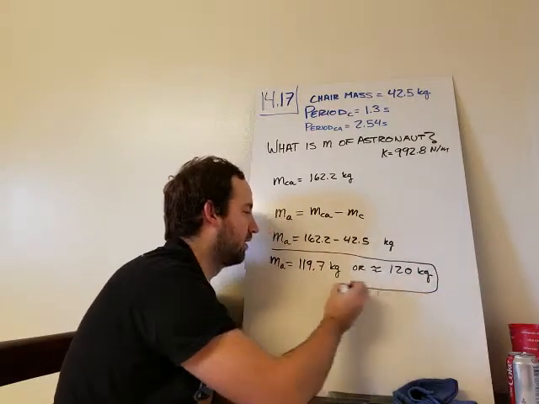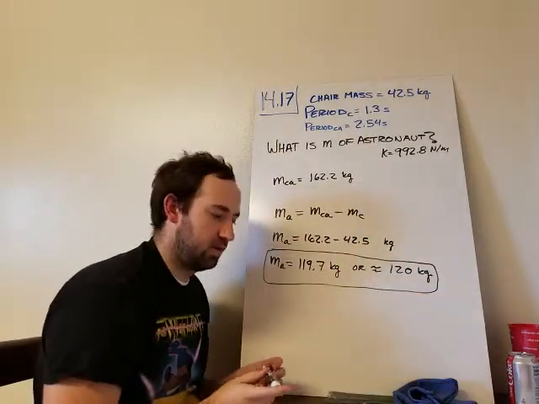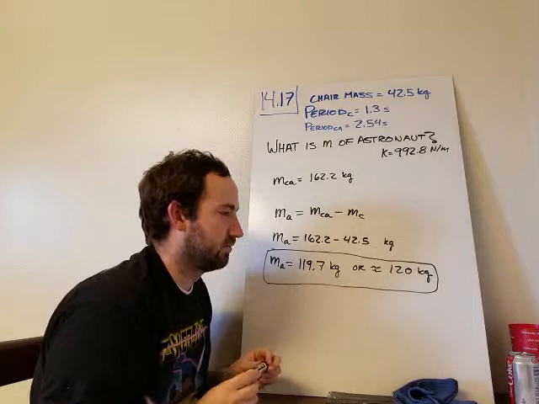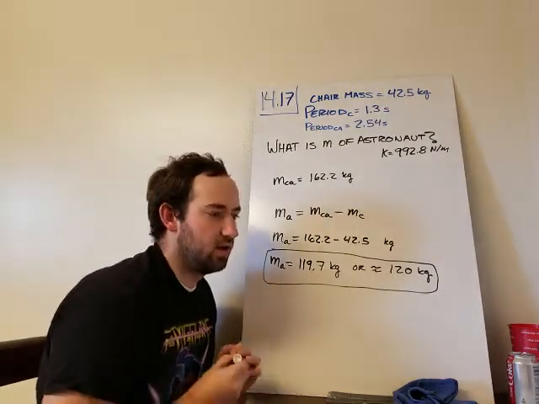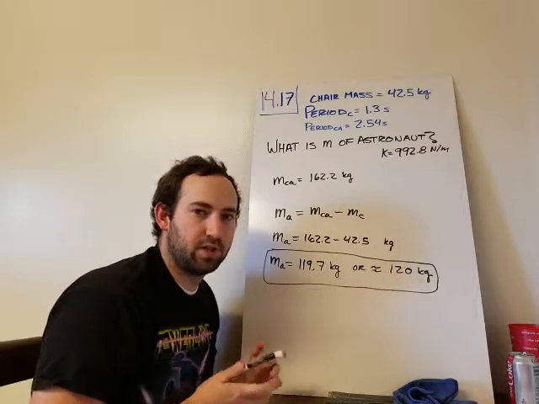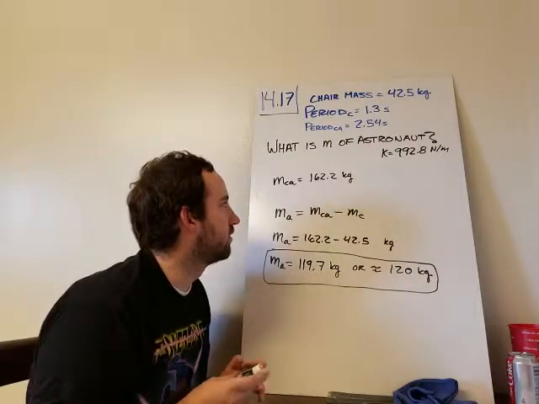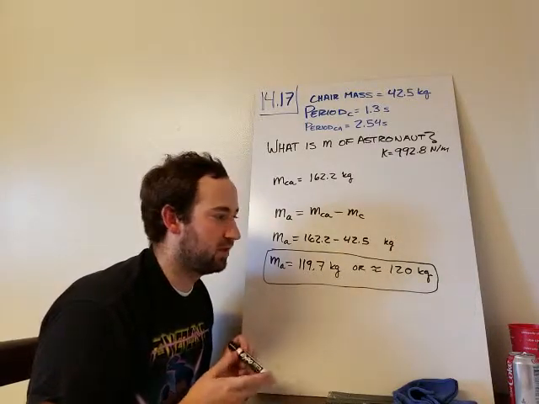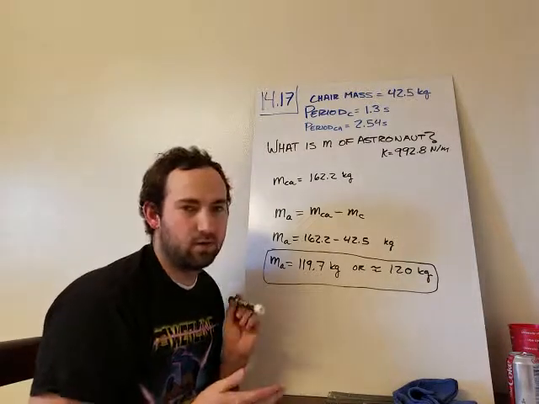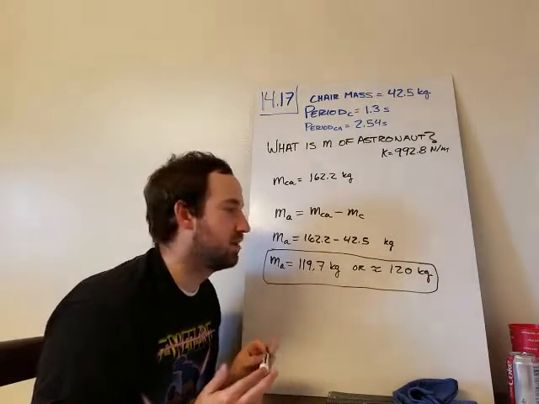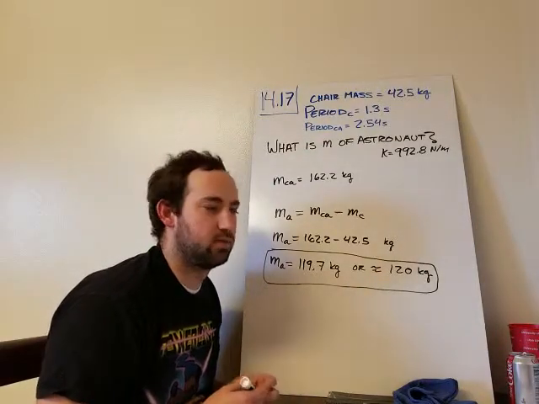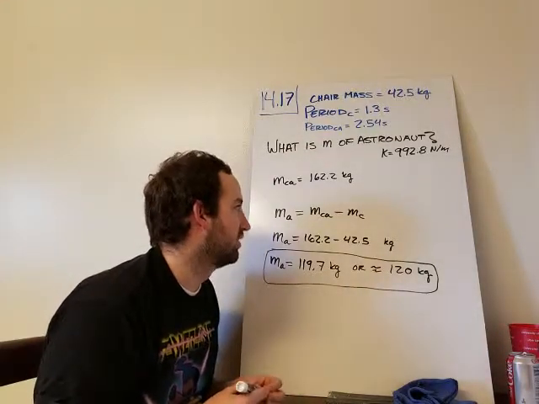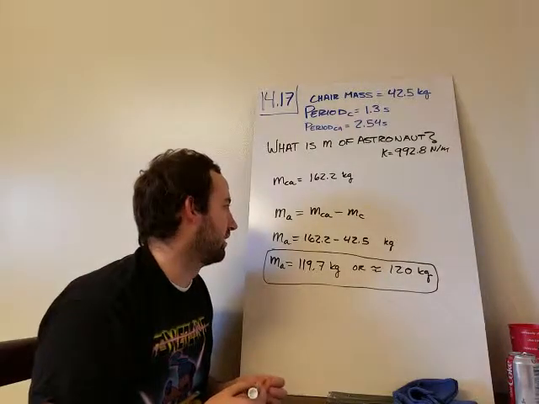I hope, as always, that you learn something. As a brief review of what we did, we used one of our equations for the period to solve for the spring constant, and when we did that, we were able to solve for the total mass, and then we were able to just use some simple addition, or I guess subtraction, to find the mass of the astronaut.